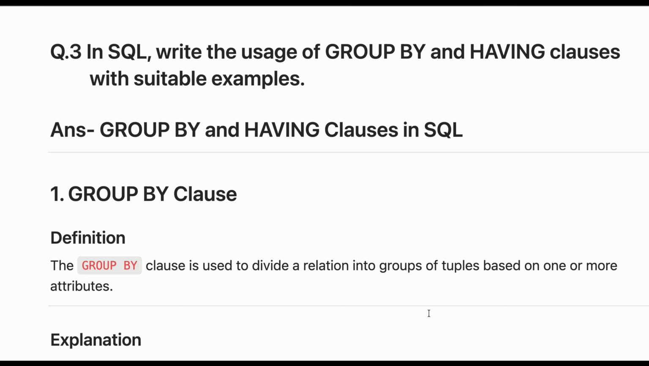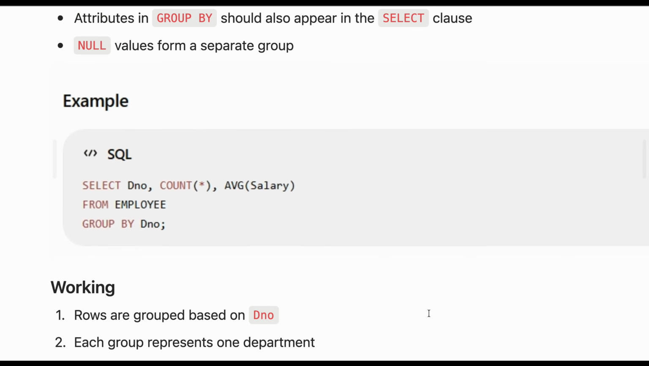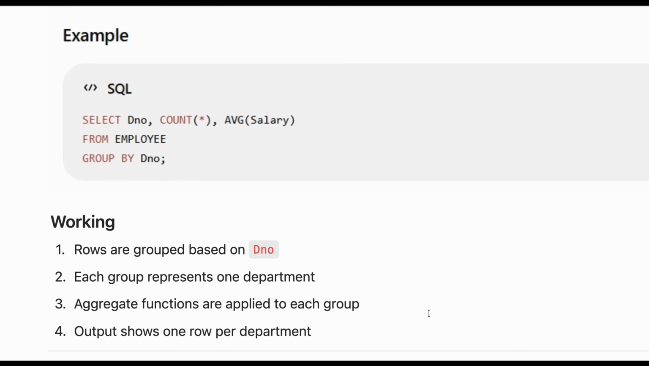So now let us understand how it works. Suppose we group employees based on a department number. All employees with the same department number will form one group. Then aggregate functions like count or average are applied to each group. Finally, we get one result per group.